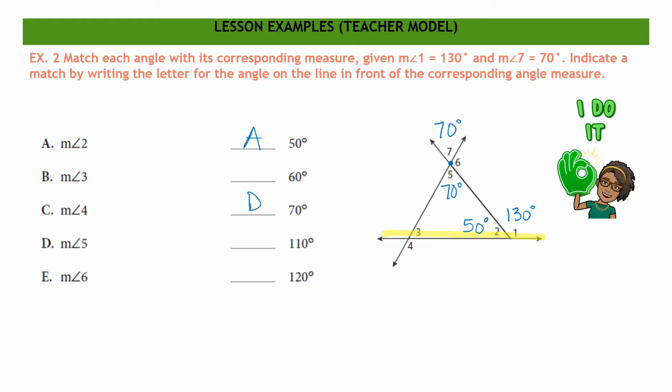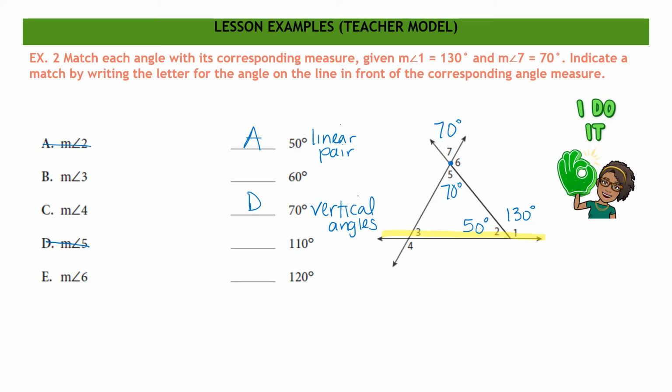So let's start crossing out the ones that we've already done. And then I'm going to also write here along the side of how we got our results. So for 50, we said that they were a linear pair. All right. So now that we have some information about 5, let's go back to 3 and 4.